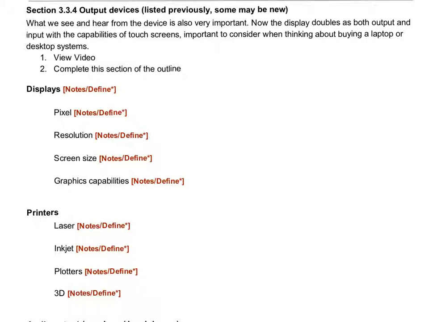We're going to talk about output. A little bit about output devices. And so we might enter a few things that you hadn't talked about before. You know, some people might take it for granted, but displays are a crucial role of any device.